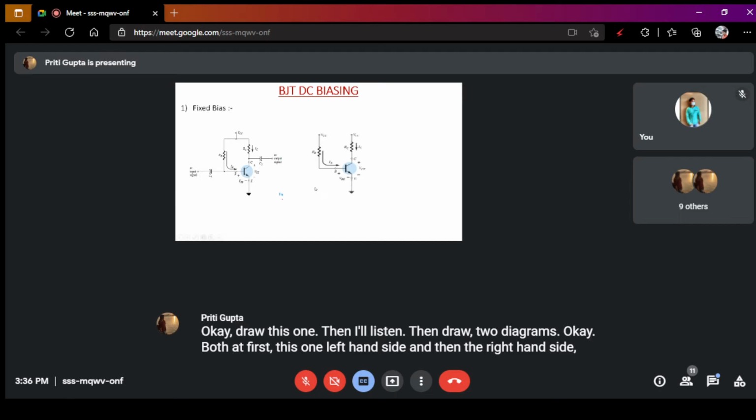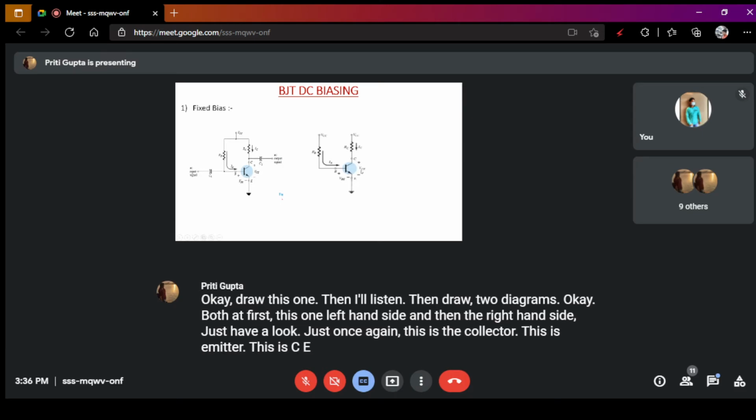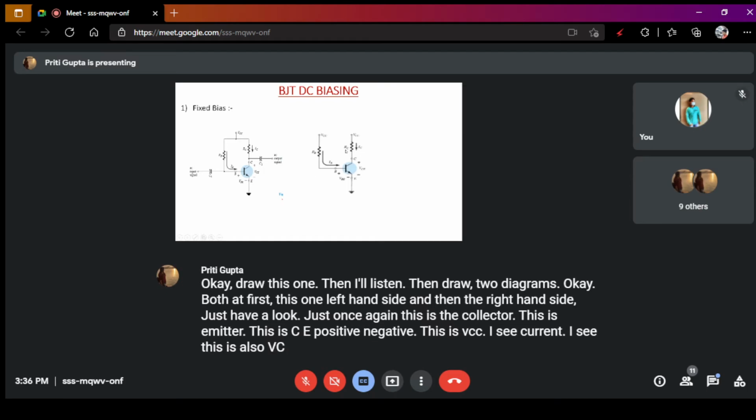Just have a look. This is C, collector, this is E, emitter, this is CE, positive, negative. This is VCC, current IC. This is also VCC, RB, RC, IB, VBE, BEC, 3 terminals.